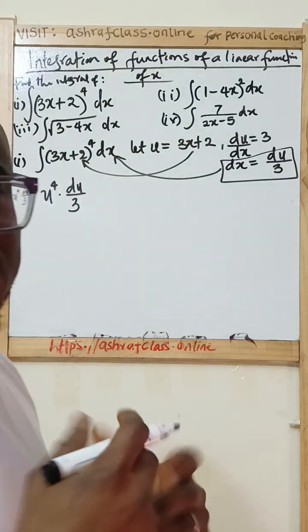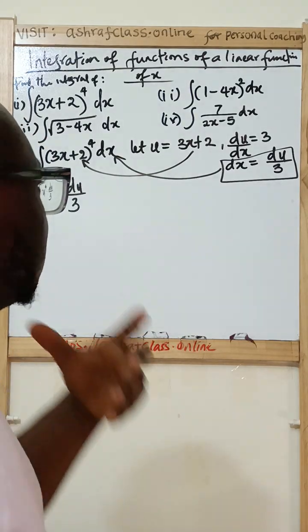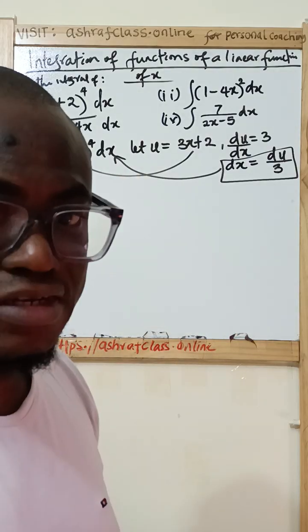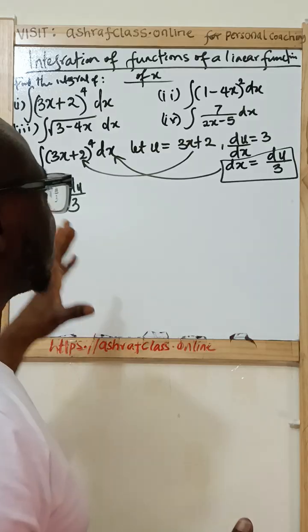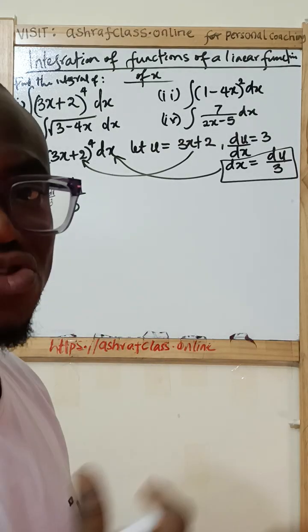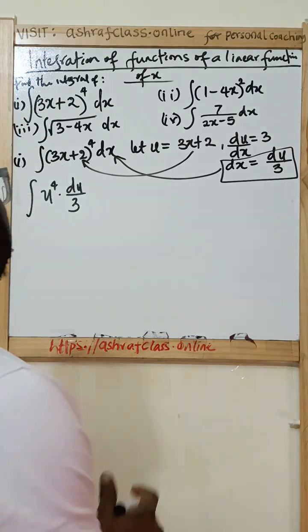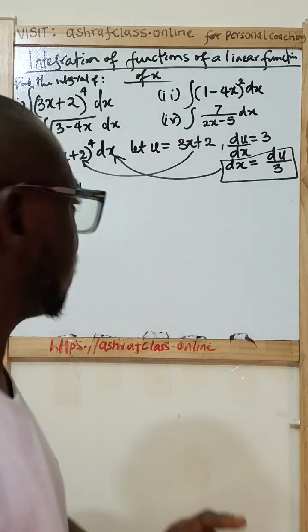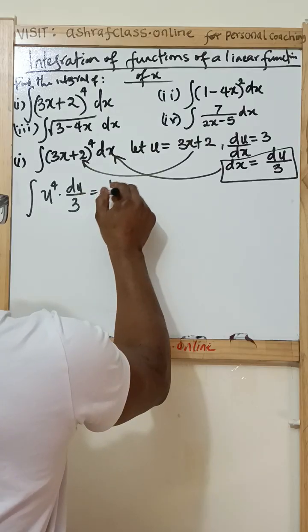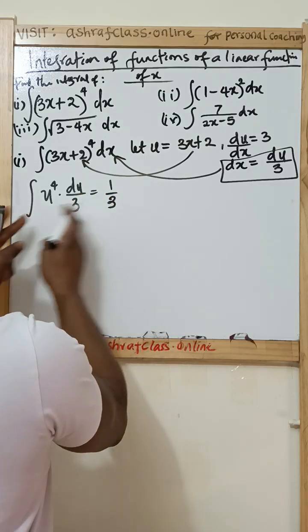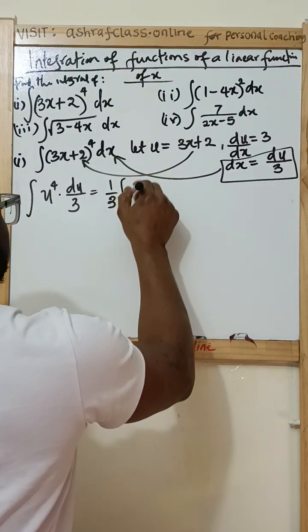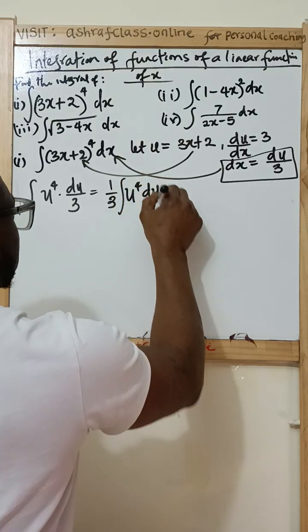So we are transforming the function. That is, we are going from the x domain to the u domain. Everything that has to do with x, we transform it to u. So at this point, we only have expressions involving u. And this is now going to be 1 over 3, which is a constant. You take it out of the integral, and this is now going to be u raised to the power 4 du.